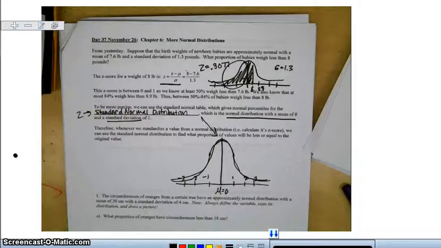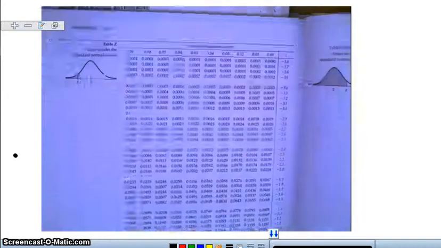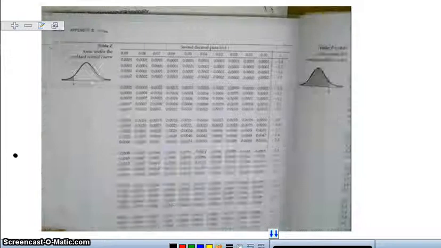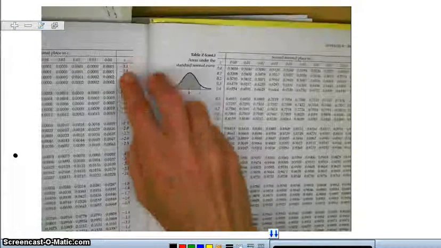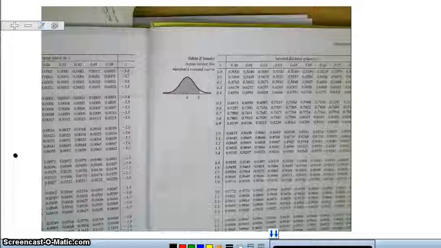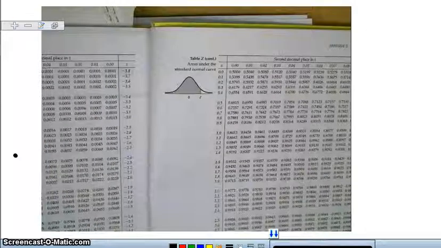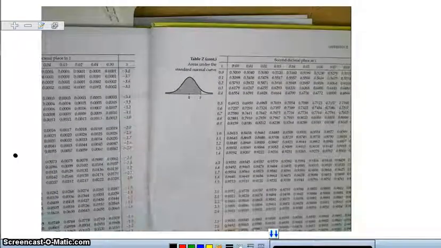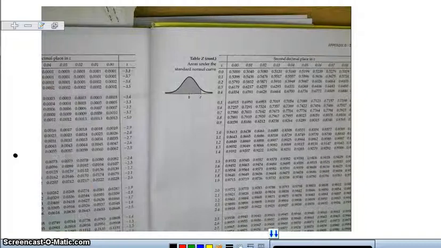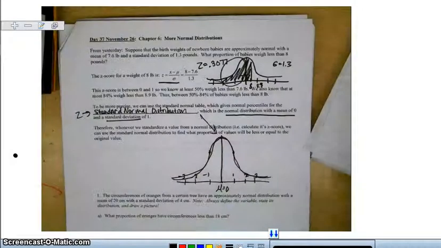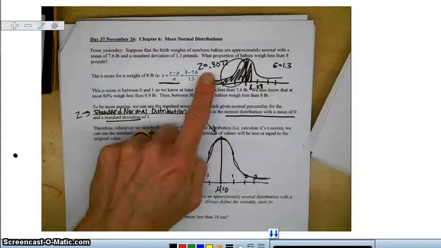So the place you find these values is in the back of your book. If you just open the back cover and then go a few pages in, you're looking for Appendix G, and it's a 2-page spread here. All of the values on the outside are the z-scores that you have, whatever z-score you have. You've got z-scores that are negative on the left page and z-scores that are positive on the right page. And what we want to find here is a z-score of 0.3077.